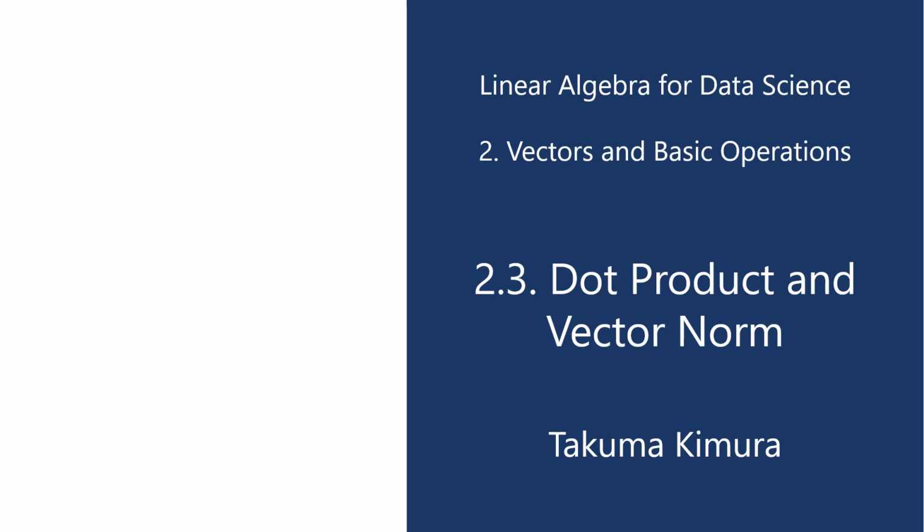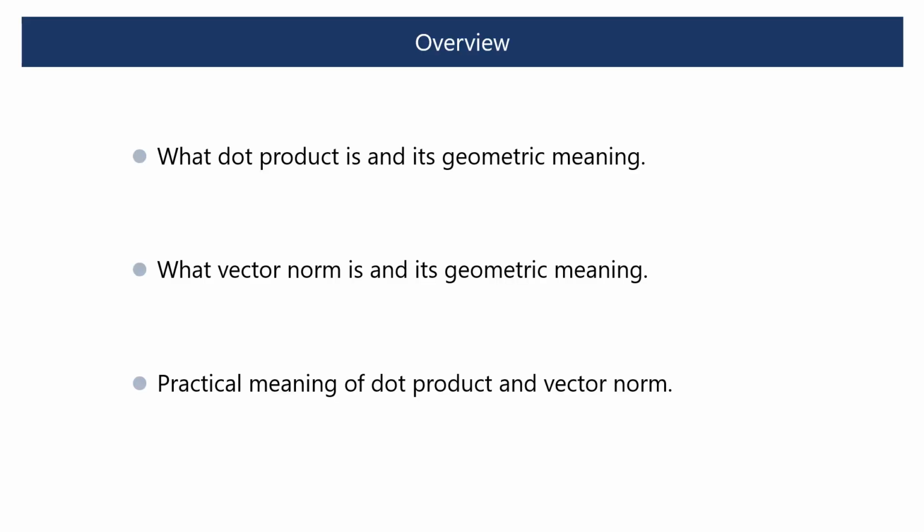Chapter 2, Section 3, Dot product and vector norm. In this section, you will learn what dot product is and its geometric meaning, what the vector norm is and its geometric meaning, and practical meaning of dot product and vector norm.